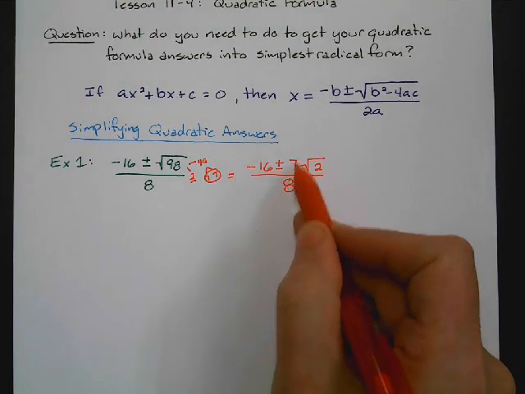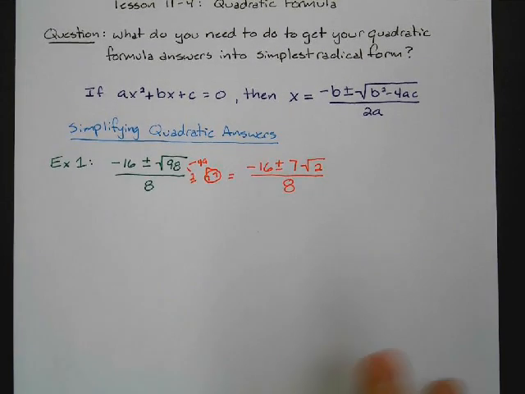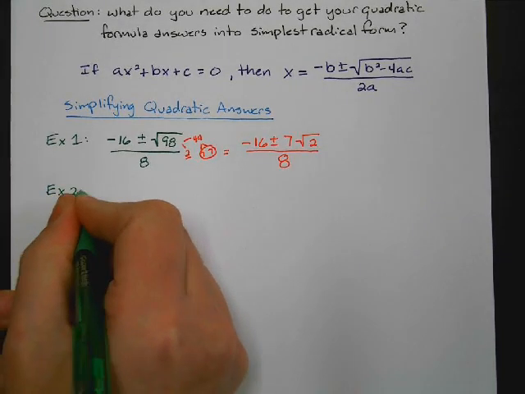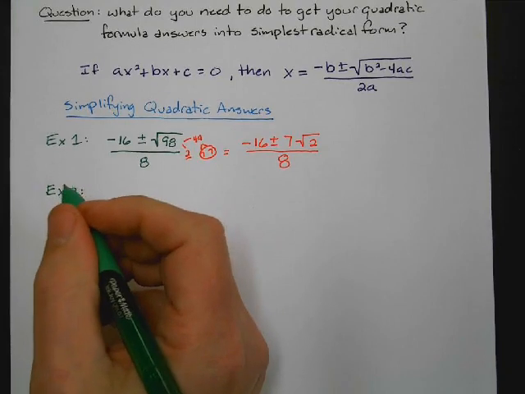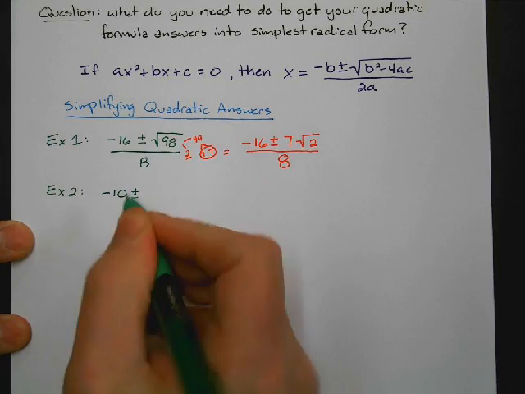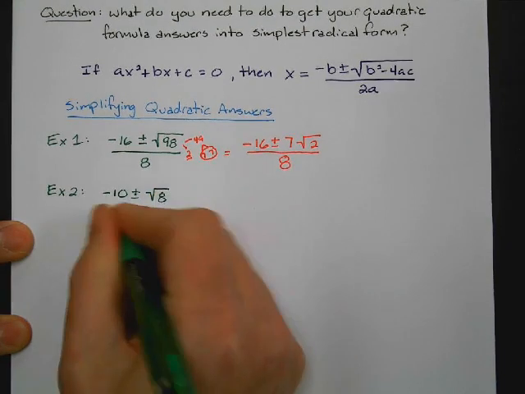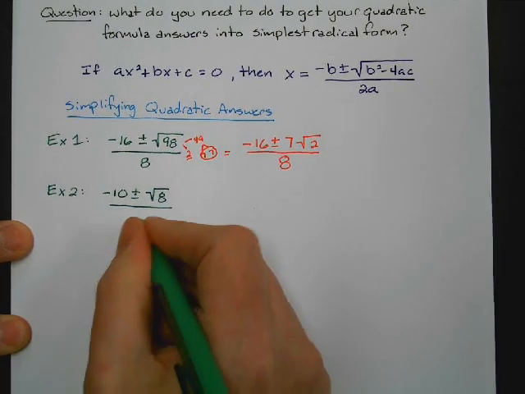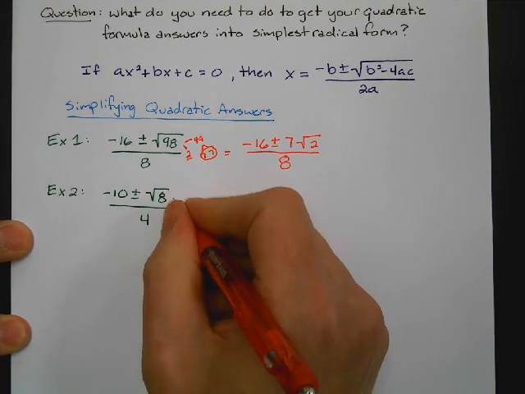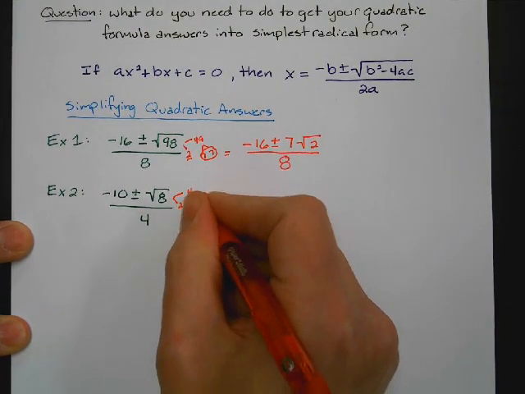If all three of these can reduce by the same number, then we will reduce them, like on this next problem. Here's example 2. Example 2, we've got -10 plus or minus the square root of 8 all over 4. All right, so we're going to do the same thing that we did last time. We're going to reduce the square root of 8. This is 2 times 4, and that's 2 times 2.